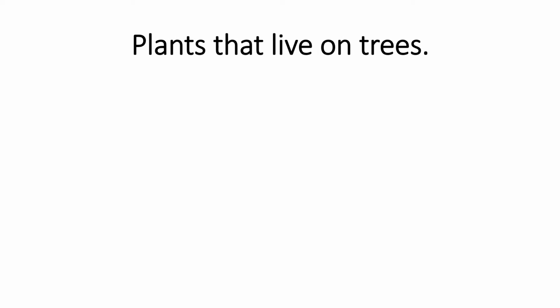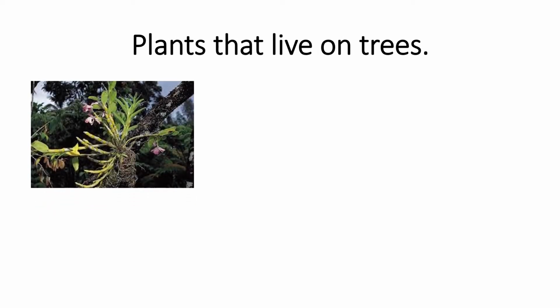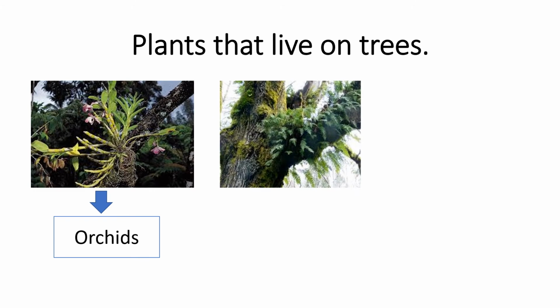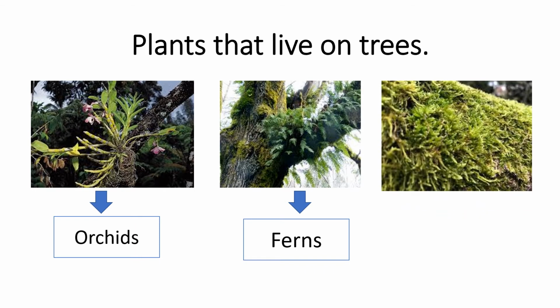How about the plants that can live on trees? We have here orchids, for example. So orchids live on the branches of trees. What is this? This is called ferns. So ferns mostly grow on the branches of trees. We have also moss or mosses, which mostly grow or live on trees. So we have orchids, ferns, and mosses.